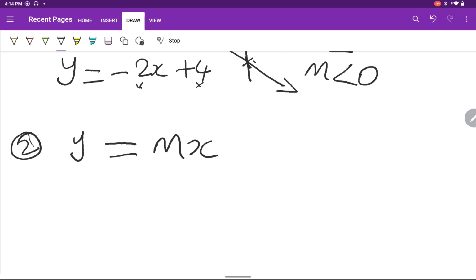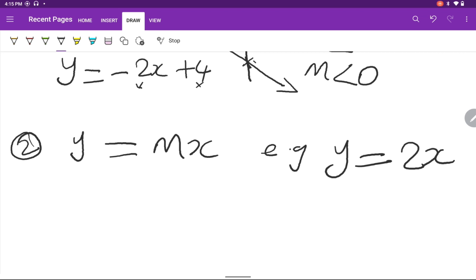Now, if we look at this one, it doesn't have a c. So whenever a straight line like this does not have a c, for example, if we look at y equals, let's say, 2x, you see there's no plus 3 or minus 3 or whatever.